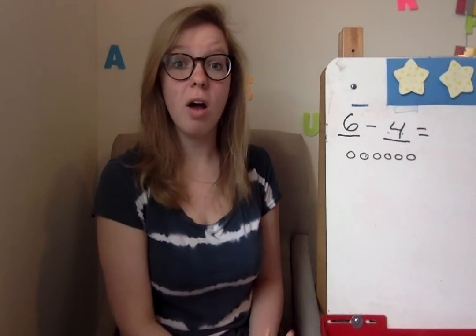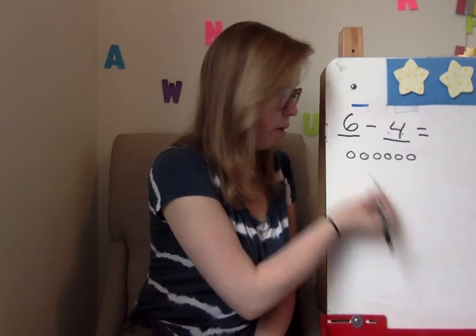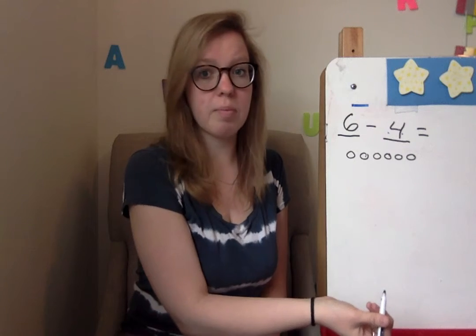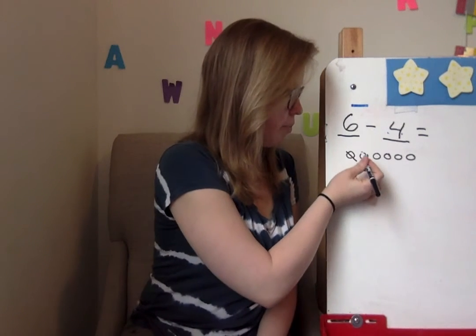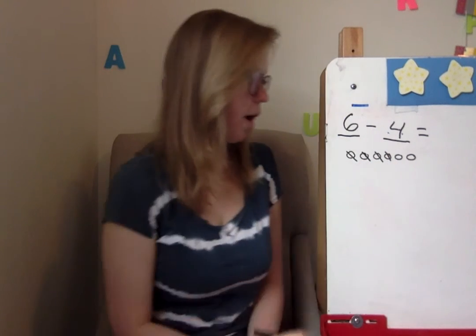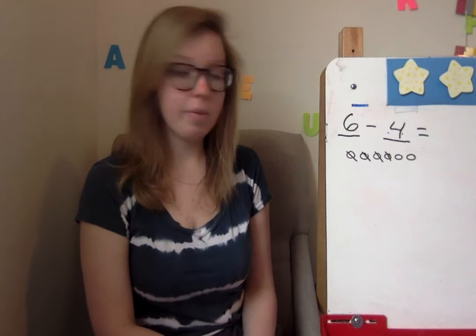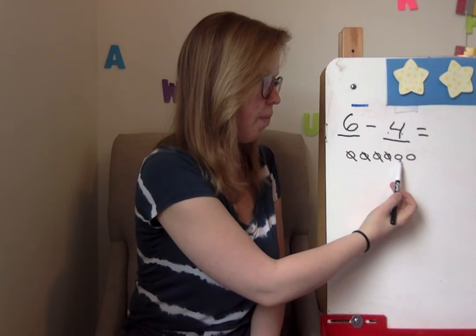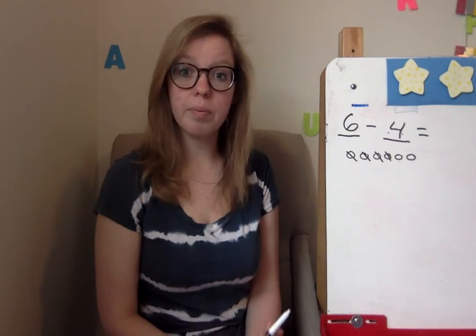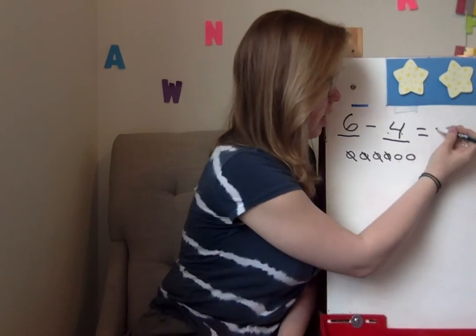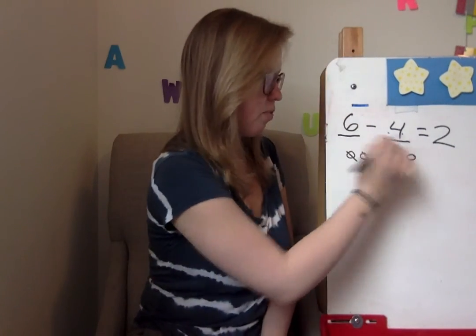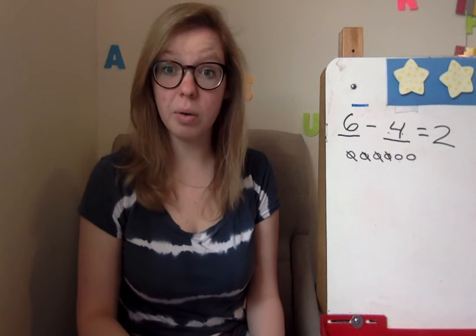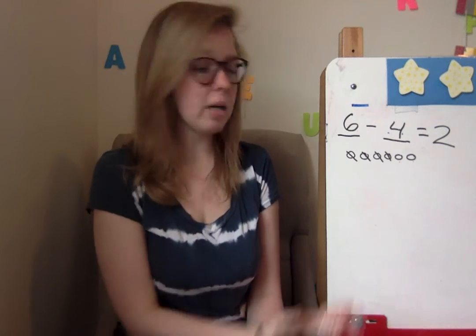Or you can just draw a line. A line is also completely fine. So 1, 2, 3, 4. I'm crossing off 4. Now, how many do I have left here? 1, 2. So 6 minus 4 equals 2. That's a really awesome job using these circles to do our subtraction problems.